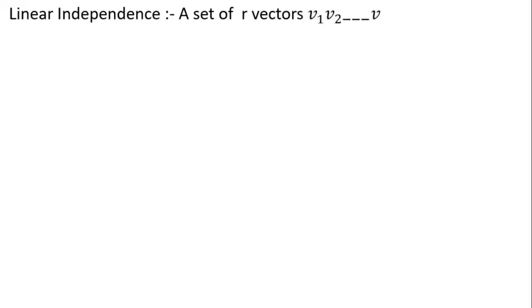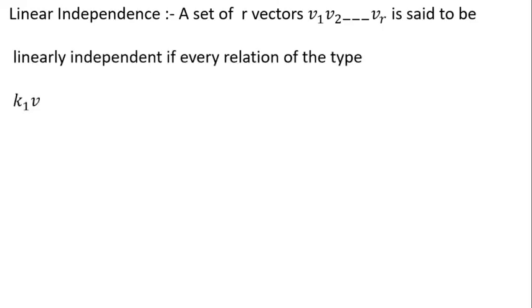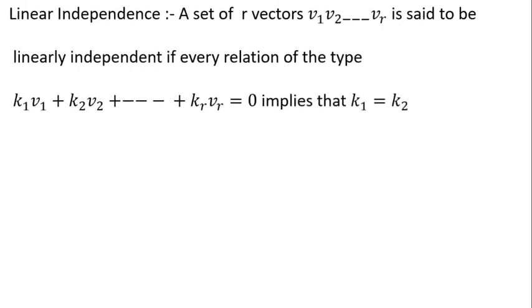So let us define first what we mean by linear independence of vectors. A set of r vectors v1, v2 up to vr is said to be linearly independent if every relation of the type k1 v1 plus k2 v2 plus ... kr vr is equal to 0 implies k1, k2, ... kr are all equal to 0. Then we say that the given set of vectors is linearly independent.